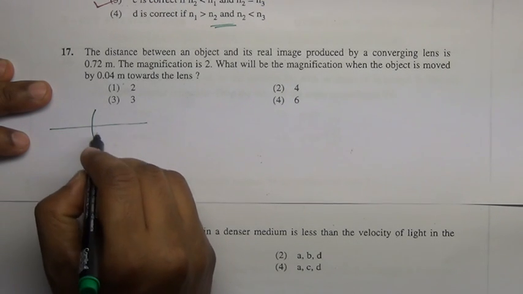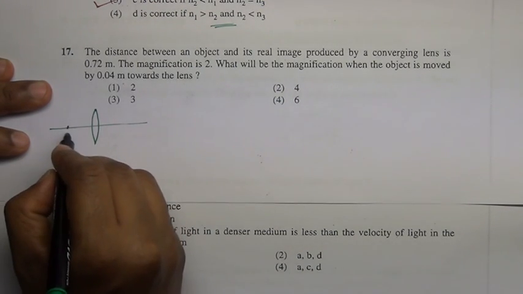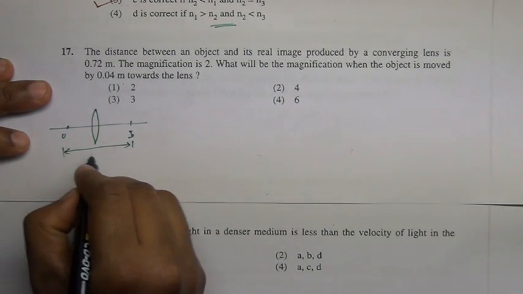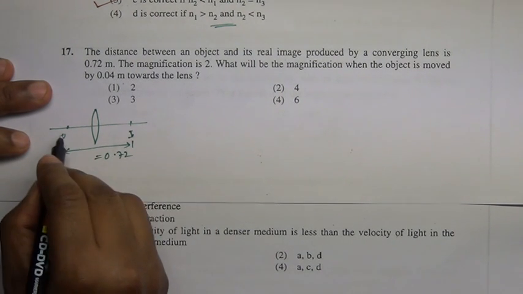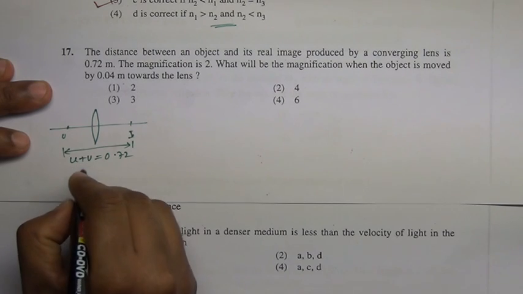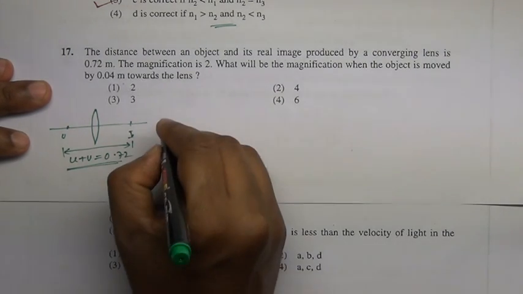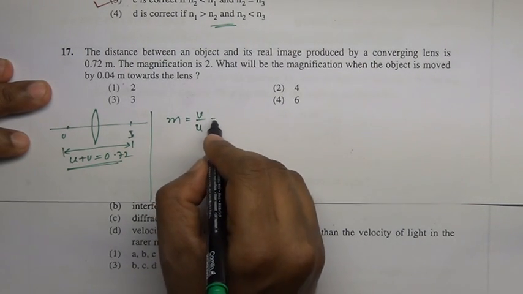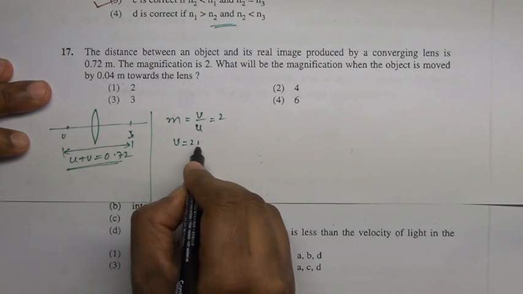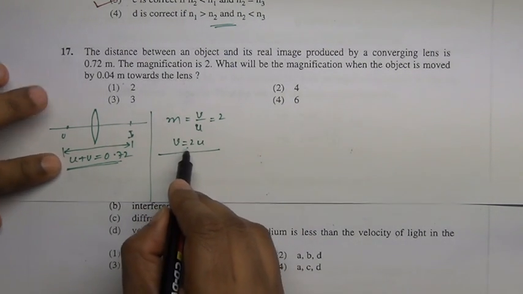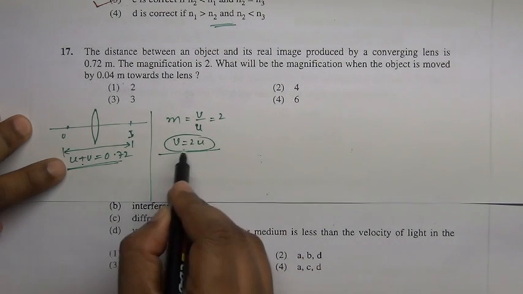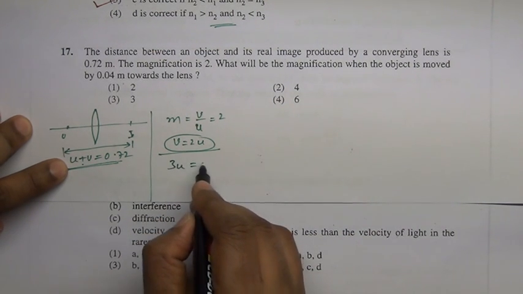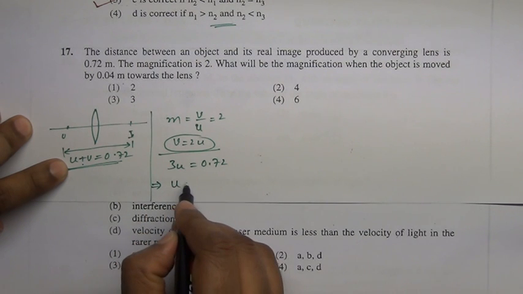Here is a converging lens. This is the object and this is the image. The distance between these two is mentioned, 0.72. So object distance plus image distance, u plus v, is 0.72 meter. Whereas magnification is given by minus v by u. It is 2, which implies v equals 2 times u. So let us use these two. v equals 2u, so this is 3u, 3u equals 0.72.